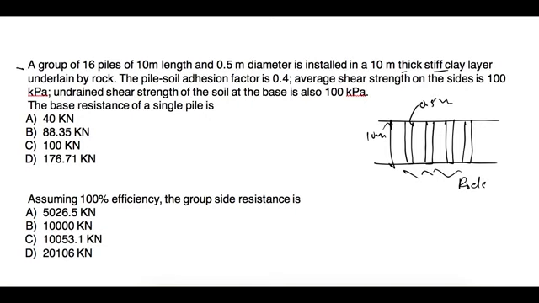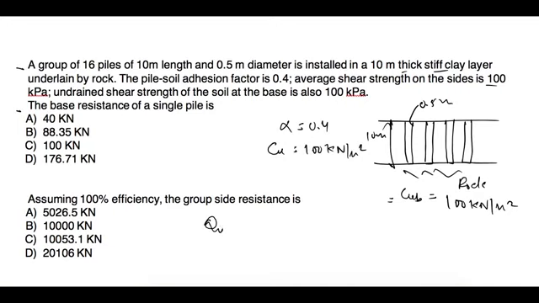Pile soil adhesion factor is 0.4, so alpha is equal to 0.4. Average shear strength on side is 100 kPa, so Cu is equal to 100 kilonewton per meter square. Undrained shear strength of soil at the base is also 100 kPa. So Cub, that is undrained shear strength at base, is equal to 100 kilonewton per meter square. Now the first question asked is the base resistance of a single pile. So it is simply a case of clay, so we know that base resistance Qub is given as Cu Nc Ab. Everything is directly given.